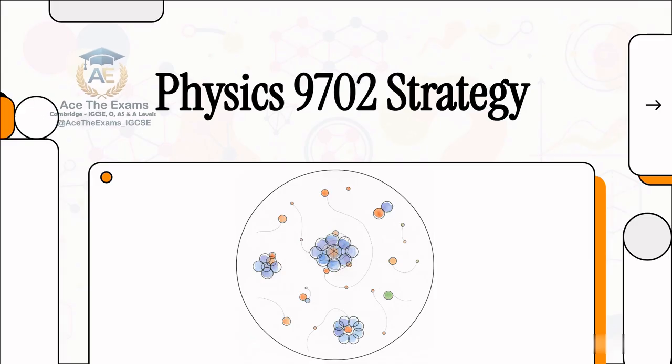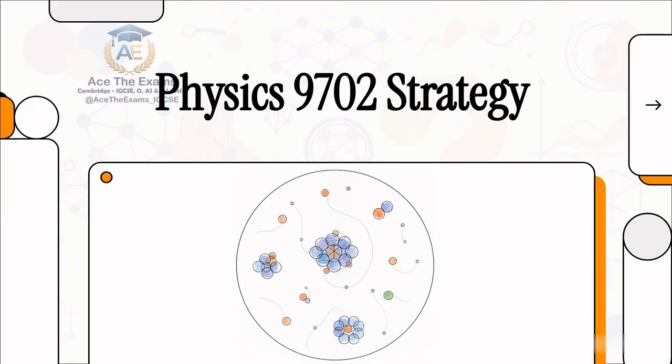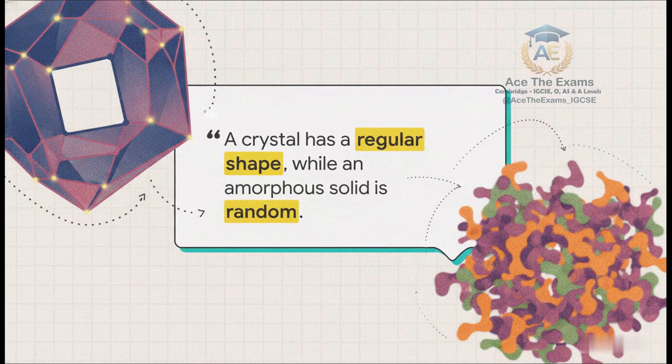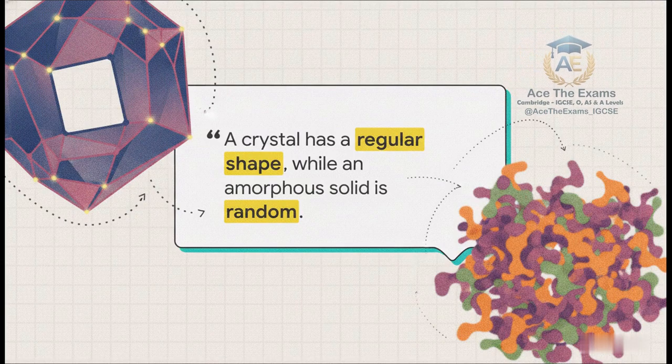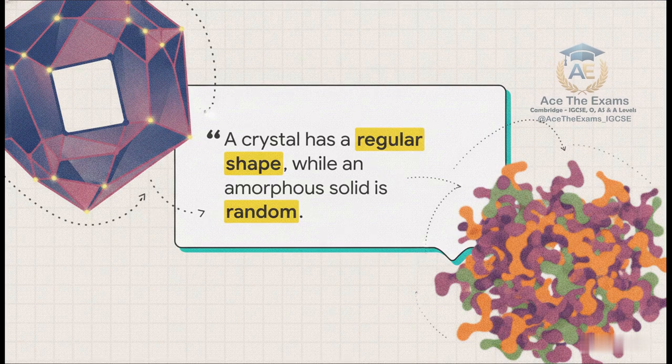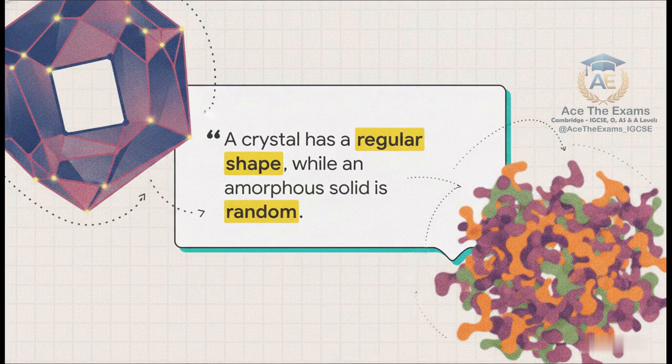We're going to use an exact courtroom-style formula to secure top-band marks by connecting instant, microscopic atomic arrangements to long-term macroscopic behavior. Consider this statement. A crystal has a regular shape, while an amorphous solid is random. Now, I want you to step into the shoes of a Cambridge examiner for a second. Put this piece of evidence on trial. It sounds vaguely right, doesn't it?